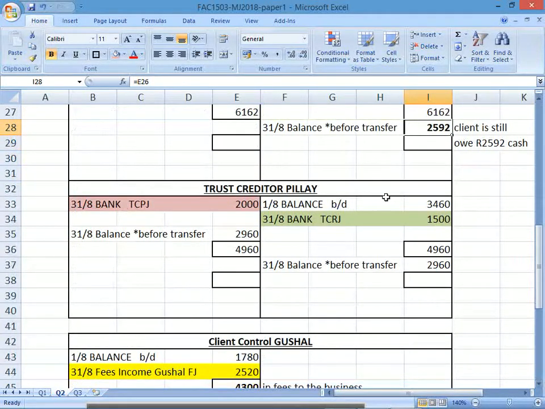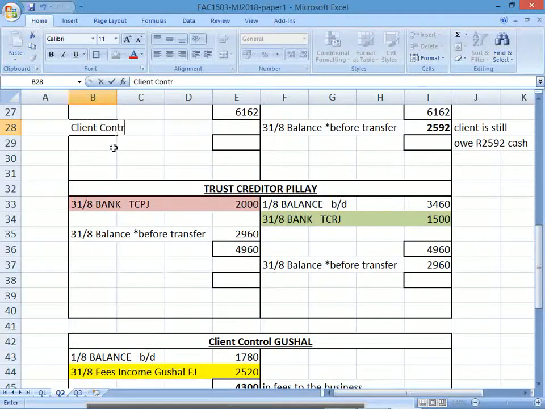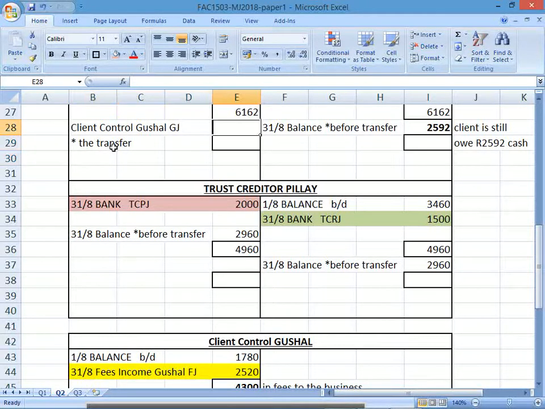So what are we going to do? We're going to show that. We're going to write down credit, the client control, and then we would debit the trust creditors. Okay, this would be the client control, G Gushel. This would have been a general journal. This would have been asterisk, the transfer. Right, if they transferred the money. Okay, so the transfer would have affected the bank. Okay, I don't have bank accounts here, that's why I'm not showing the bank. I'm just showing this transfer.